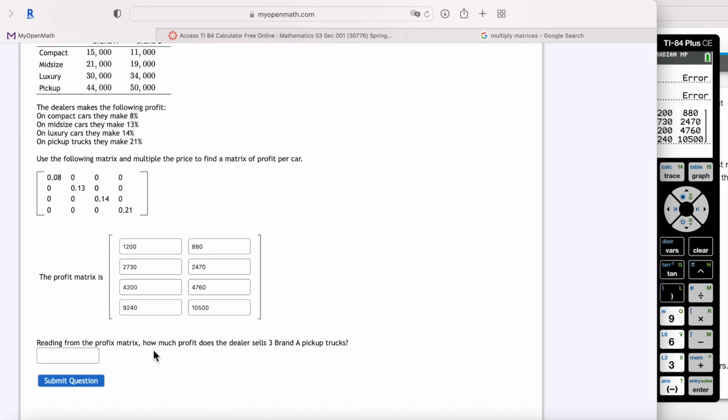Last question. How much profit does the dealer make if they sell 3 brand A pickup trucks? So this is the profit for brand A, this is the profit for brand B, this is the profit for pickup truck. So brand A pickup truck, that means that for every 1 pickup truck that you sell in brand A, you make $9,240. Now if you sell 3 of them, what is your profit? You take this times 3.